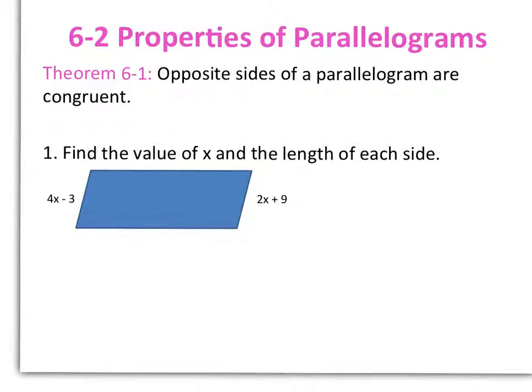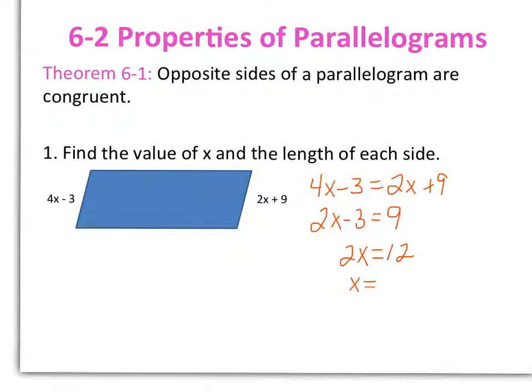So opposite sides are congruent tells me I can write an equation that says 4x minus 3 equals 2x plus 9 to solve for x. So subtracting 2x, I have 2x minus 3 equals 9. Add 3, we get 2x equals 12. And then finally divide by 2, we get x equals 6.